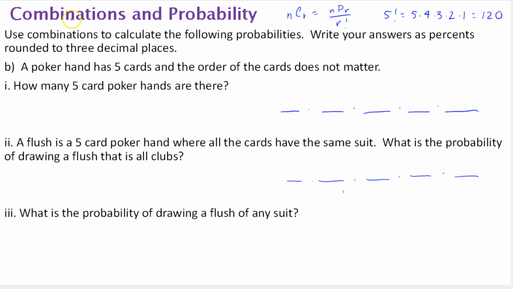In this video, we're going to look at combinations and probability. Use combinations to calculate the following probabilities. Write your answers as percents rounded to 3 decimal places. So let's read the first question.